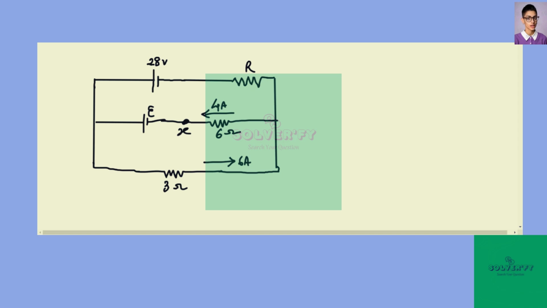And we need to find out what will be the current in resistor R. Current in resistor R, what will it be? For this, what we can observe is that this 6 ampere current is coming over here in this direction. 4 ampere is going away from this junction. Let us take this junction J.